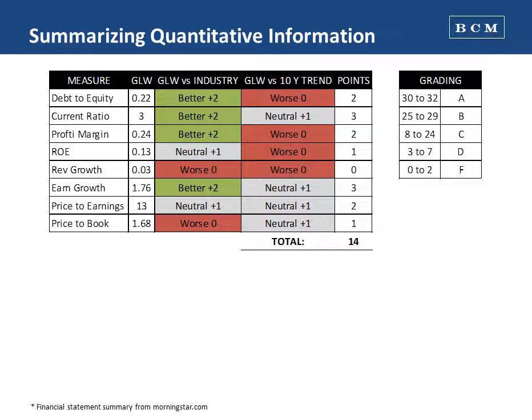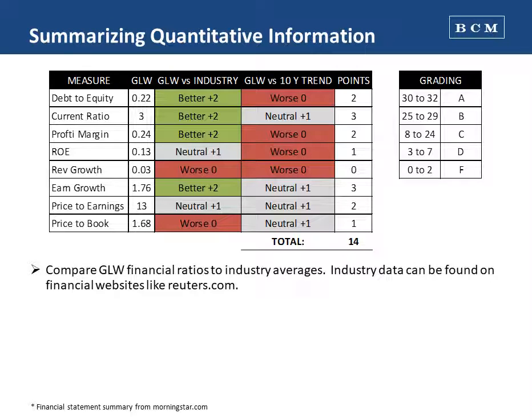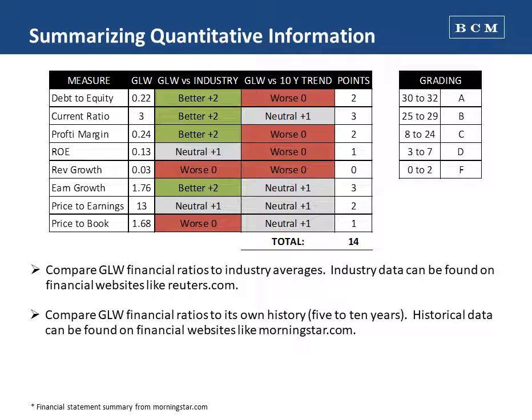In the third column, we're going to compare Corning to industry averages. So, for example, is Corning's debt to equity ratio better or worse than the industry average? Well, Corning's debt to equity ratio is lower than the industry average, and that makes it better. We can find industry data all over the internet. I'm using Reuters.com here.